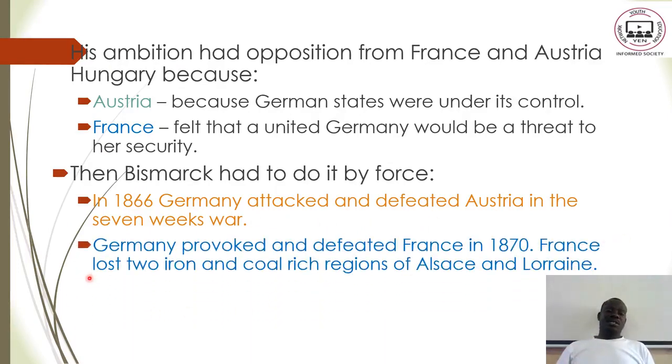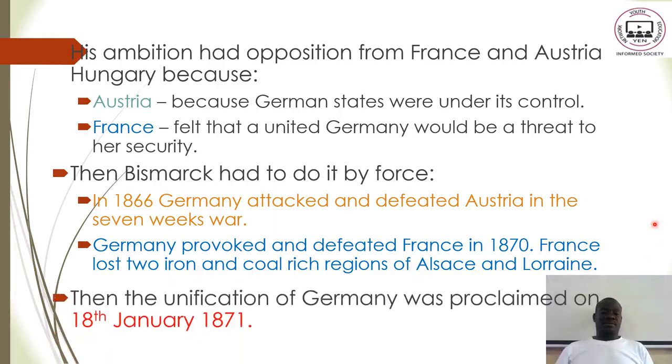And also, Germany provoked and defeated France in 1871. So France lost two iron and coal-rich regions of Alsace and Lorraine. So it's very important to note that in 1866 Germany attacked and defeated Austria. Then in 1870, Germany also attacked and defeated France, and France lost two regions that were rich in iron and coal, and those regions were Alsace and Lorraine.